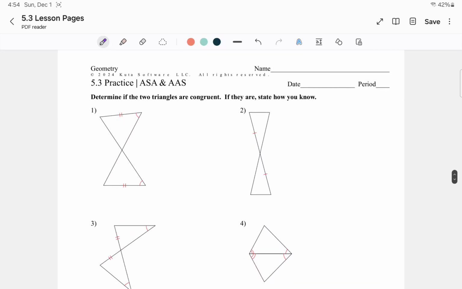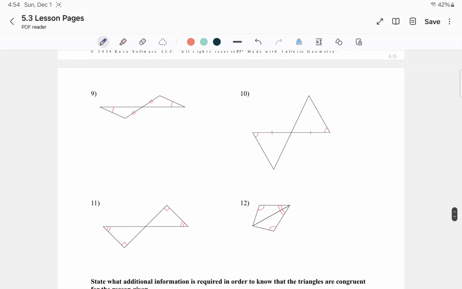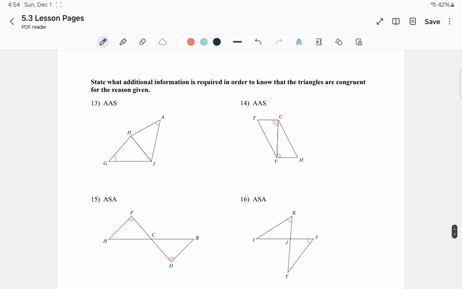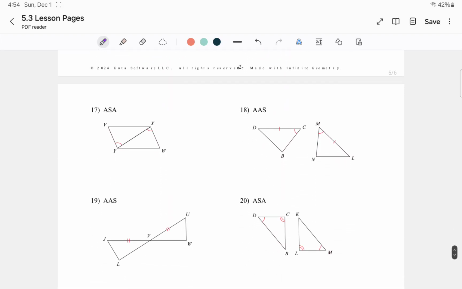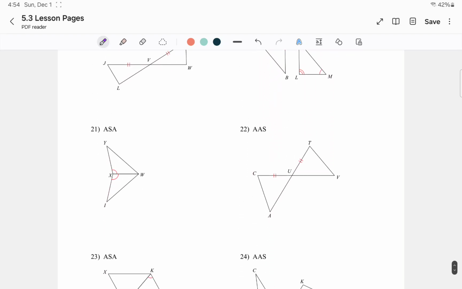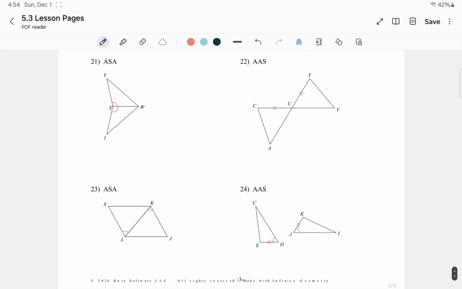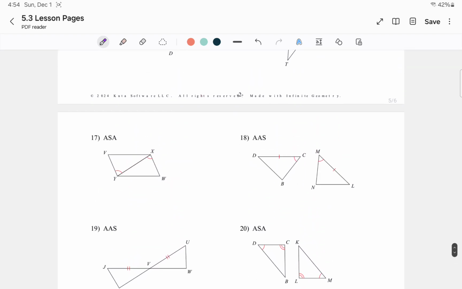If you have any questions, let me know. If there's any tricky ones like those before, I will put that on the board and say you can skip those. But I'm pretty sure the rest of these should be okay. Just make sure you mark if it's an overlapping side or if it's a vertical angle. You'll be able to figure out the rest.